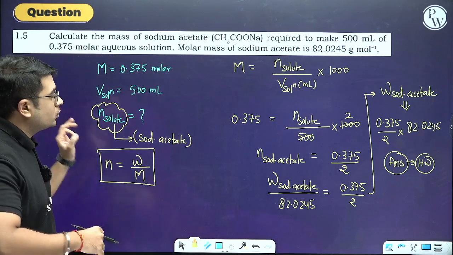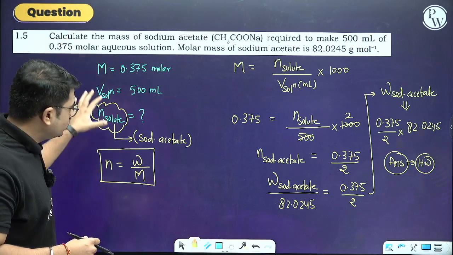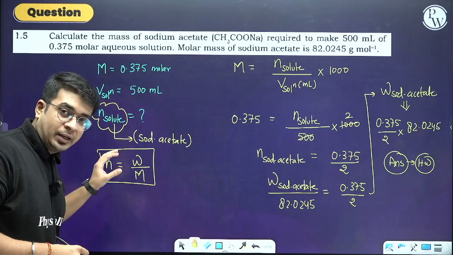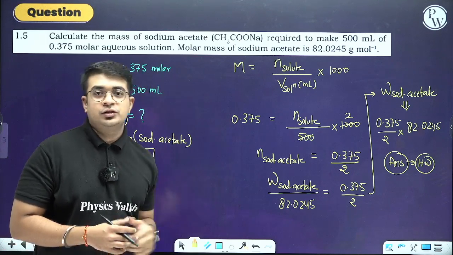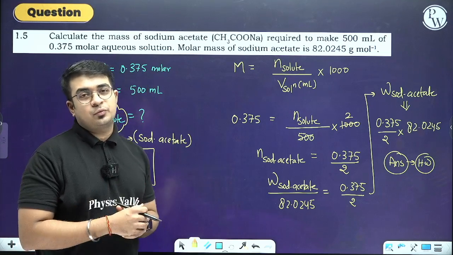Very simple question. Just write down the information which is given to you, try to apply the formula, find out the unknown missing link, and then we can proceed for the answer part. I hope this entire portion is clear.